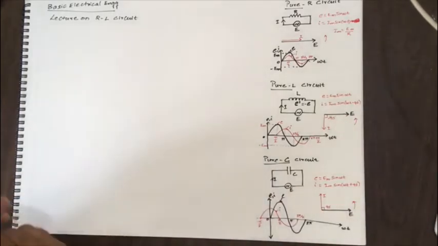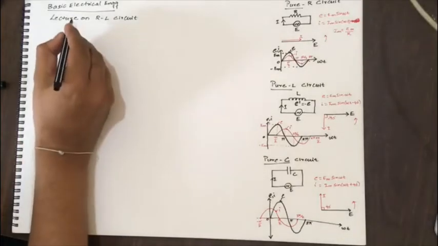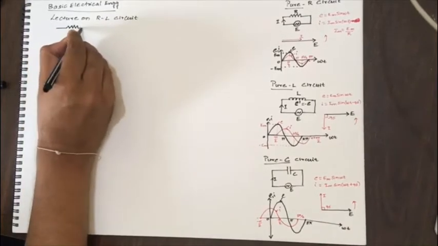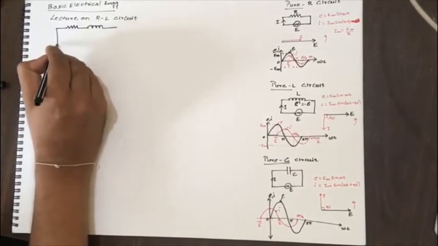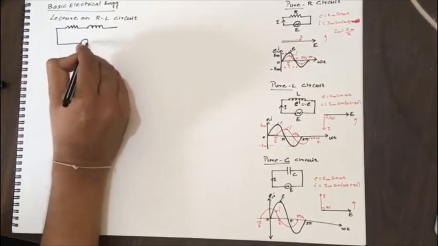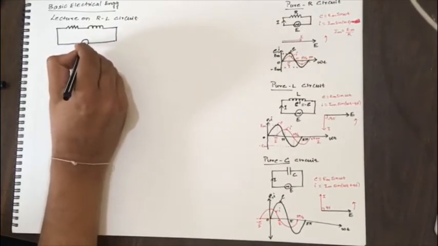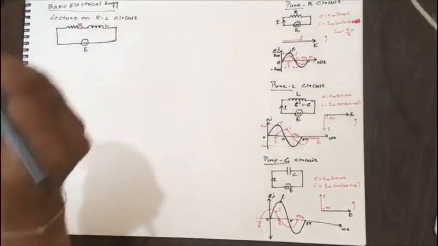So we will go further and see what happens with the RL circuit. The RL circuit consists of a resistance and inductance in series connected to an alternating source of E volts RMS. This is R and this is L.